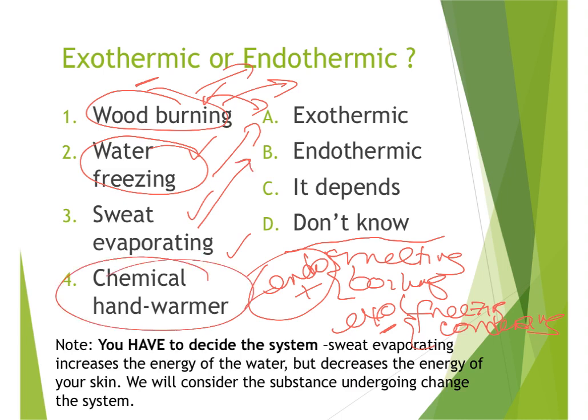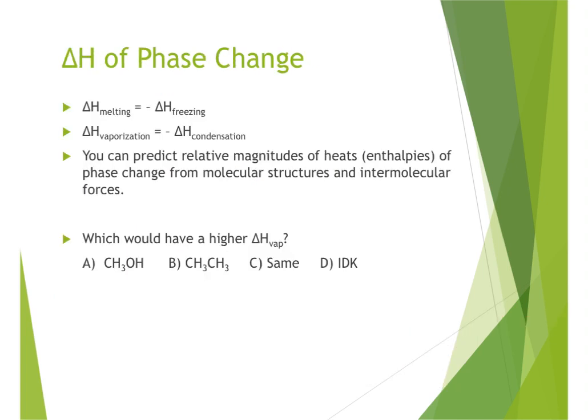Okay. Chemical hand warmer. There's literally a process going on inside that little hand warmer, and that process is releasing heat. So that is exothermic. So just to summarize what I said: for the enthalpy change of any process, when you reverse the process, go in the reverse direction, there is an opposite sign that you assign to enthalpy.